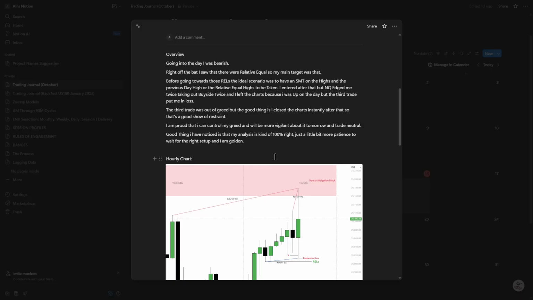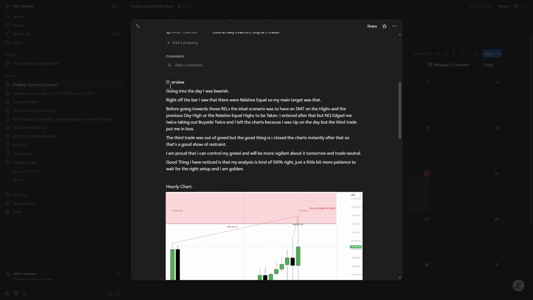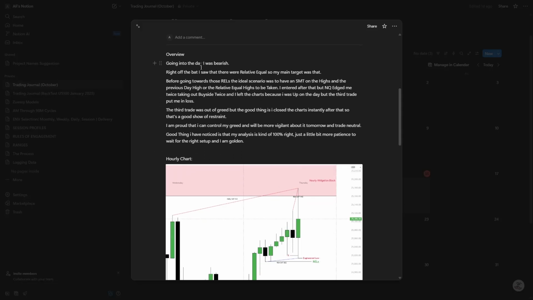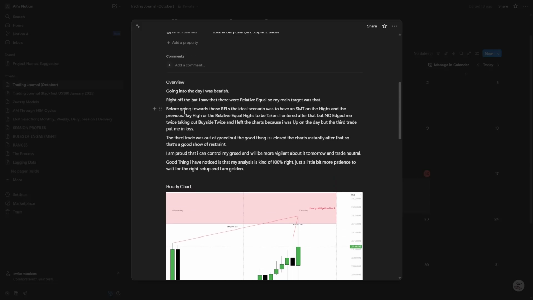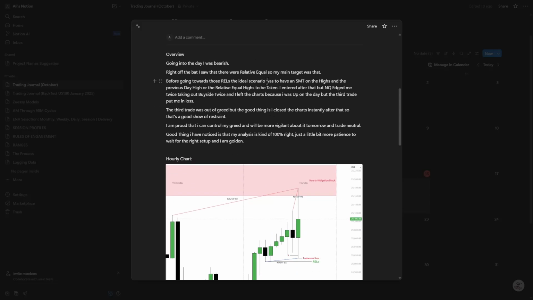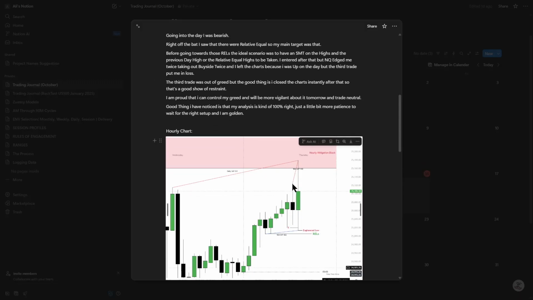So I want to talk about how I looked at the charts. I was bearish right off the bat when I came to the charts around here, and there were relative equal lows over here, as you can see. I wanted to wait for an ideal scenario where we would take out this high over the relative equal highs over here. I'll show you in a bit.